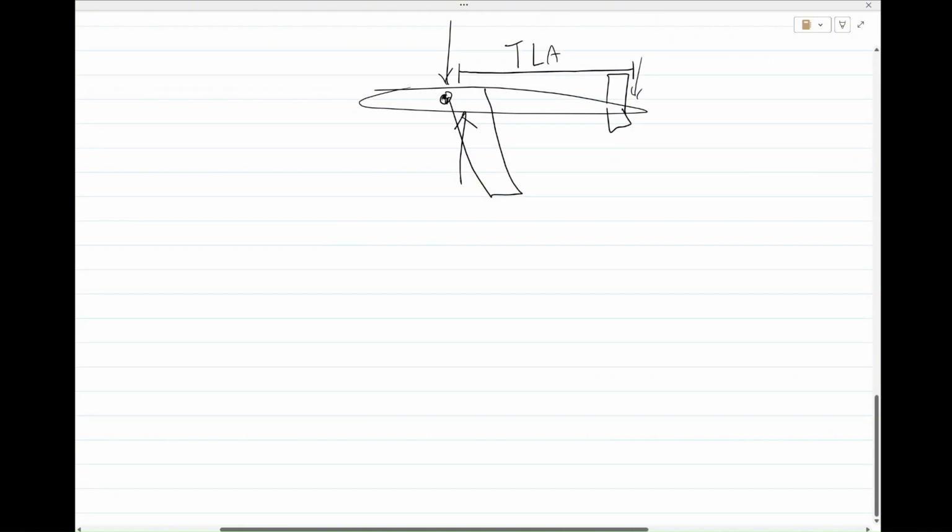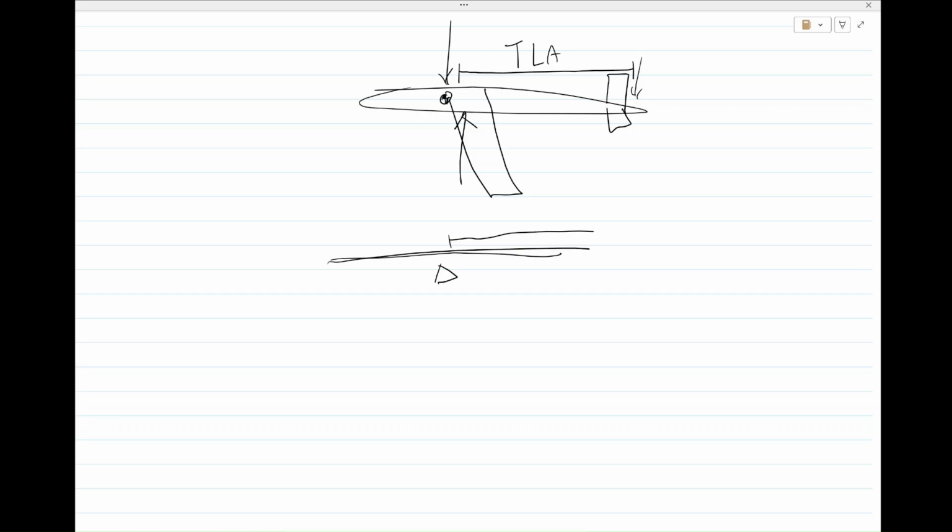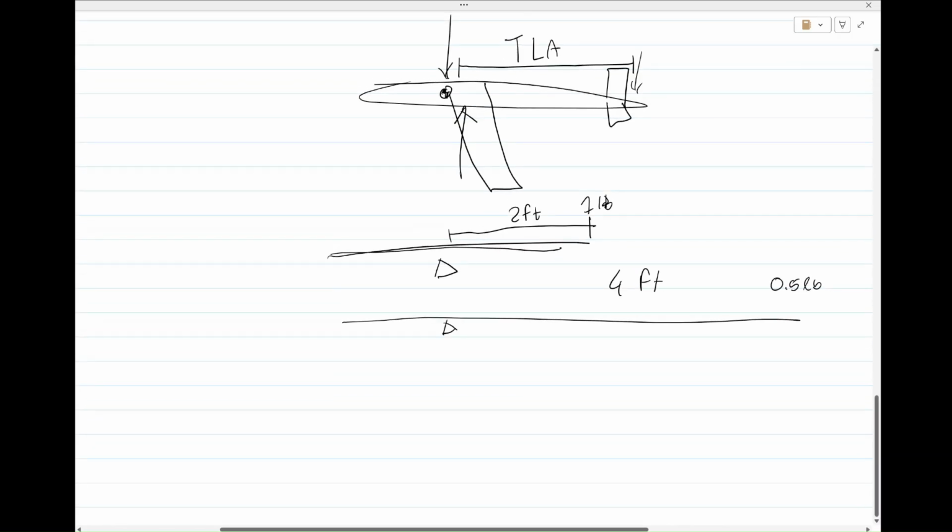So what we know about levers is that if you have, say, this is 2 feet and this is 1 pound, it's the same effect if it was 4 feet and this was 0.5 pounds, right? So whenever you pick your tail volume coefficient, you can have various tail lever arms and various tail areas, and they should relatively have the same effect if the tail volume coefficient is the same.